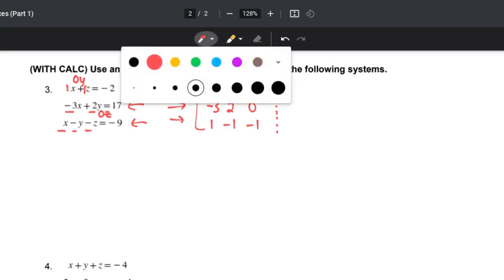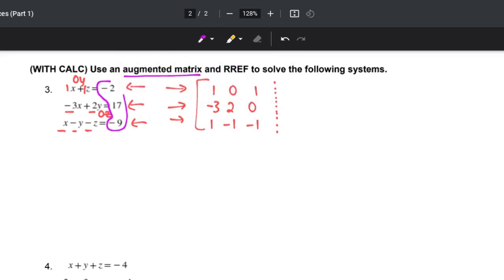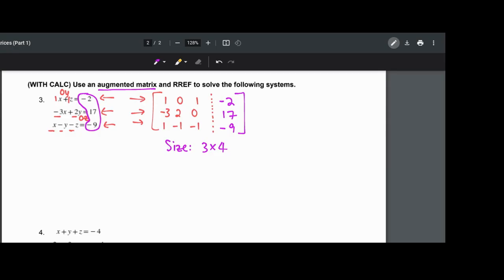All right, and then we're going to look at the numbers that are on the other side of the equal sign. So it's -2, 17, and -9. All right, and the size of this matrix is 3 rows by 4 columns. So we're going to need that when we use our calculator. All right, so at this point, we're going to use our calculators. So go ahead and take those out if you don't already have that out.